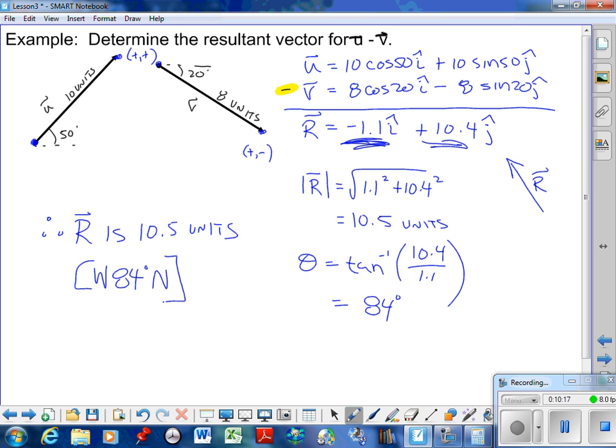All right, so there we are. That is the lesson on algebraic vectors. Hopefully you're finding it is a little bit more efficient and a little quicker as you go through it.